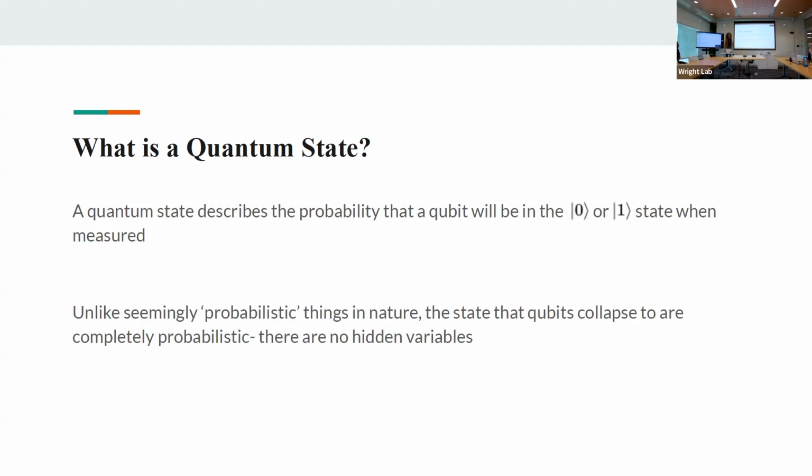And unlike seemingly probabilistic things in nature, this is generally probabilistic. So for example, if I flip a coin, there are things called hidden variables, which if I feed to a computer, the computer can predict whether the coin flip will be heads or tails. But with quantum mechanics, there are no hidden variables, so it is generally probabilistic.